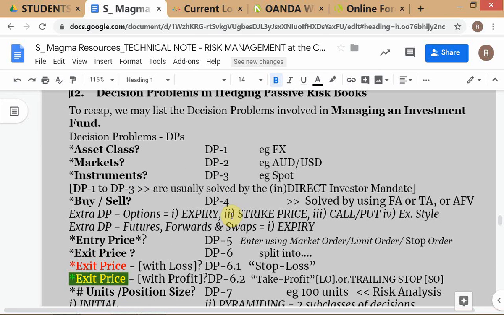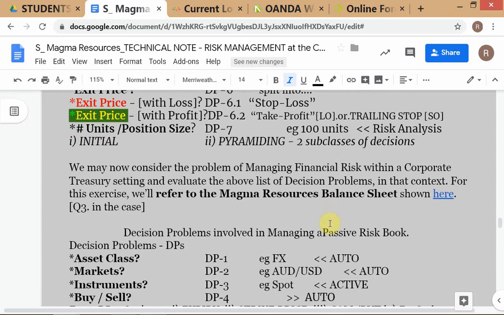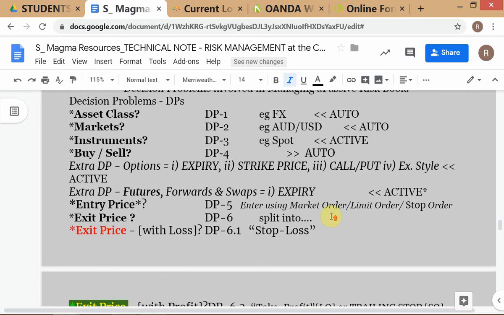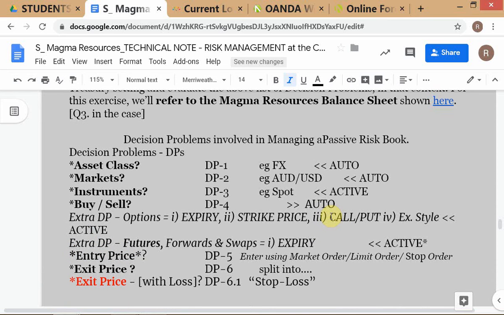Right. So I think where we stopped last was, this is just a listing of decision problems, and then we are talking about our actual solutions and discussions with respect to these decision problems as they apply to the management of a passive risk book, right? We established that when you're talking about this buy-sell decision, there's another sub-decision within that. That is, what instrument should you use?